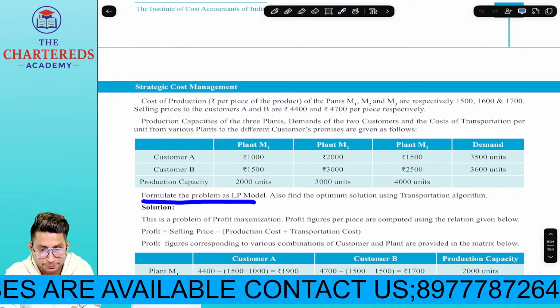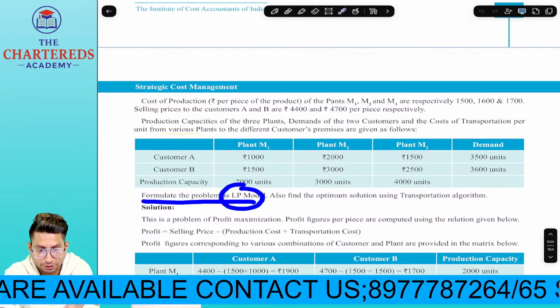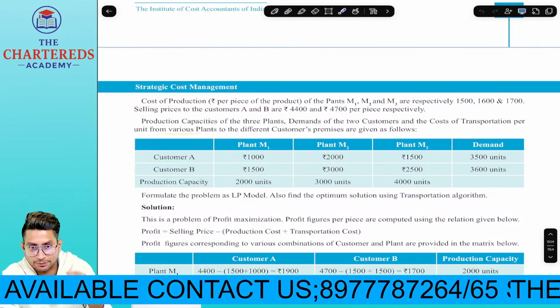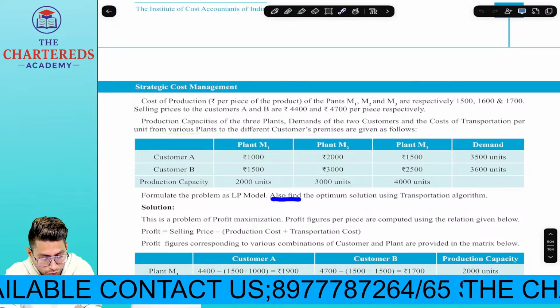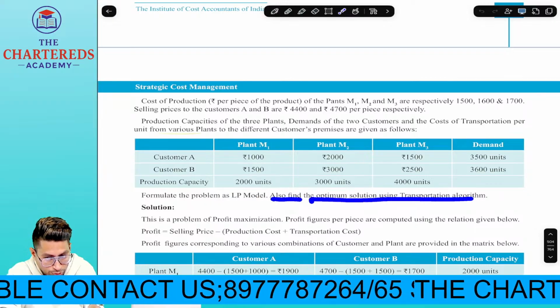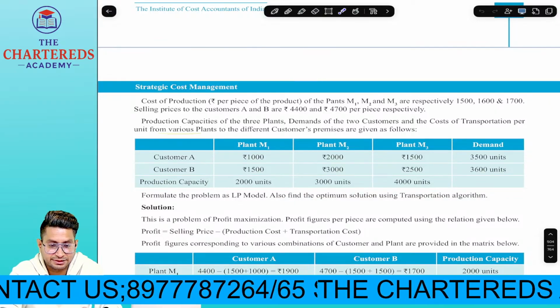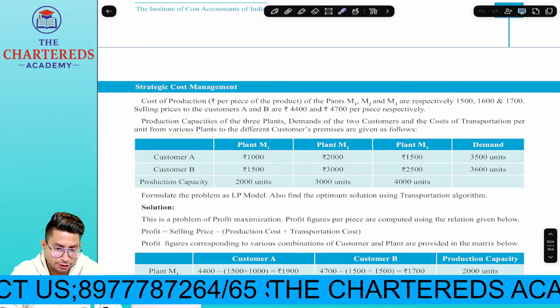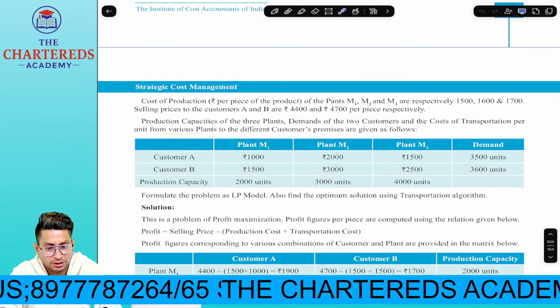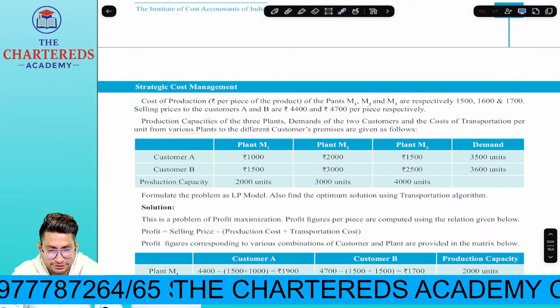Formulate a linear programming model, which we have not done till now. Same problem will again come in linear programming. Also find out what optimum solution using transportation algorithm. So first let us calculate whether we have profit or loss, and then only we can decide whether we can go for maximization or minimization.